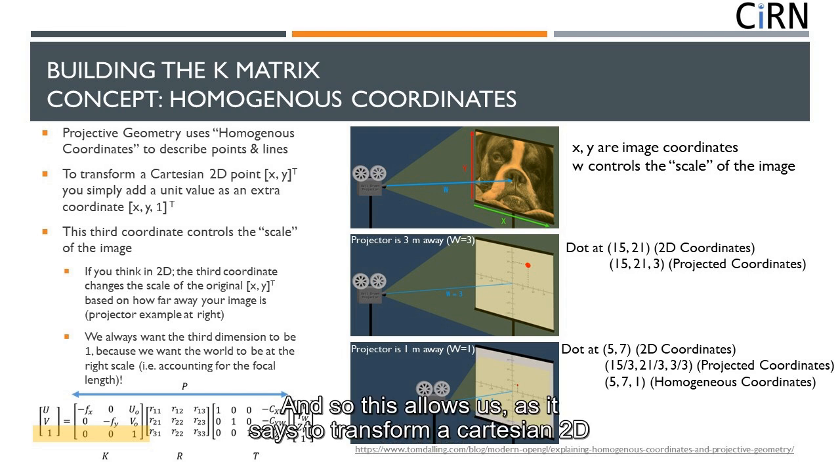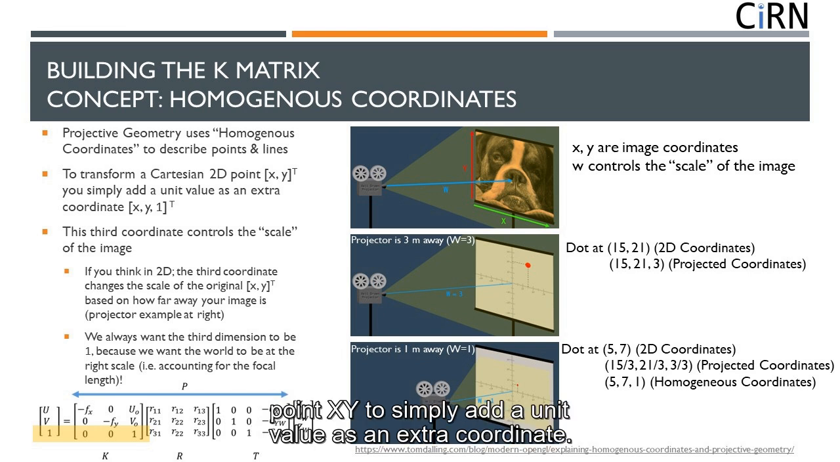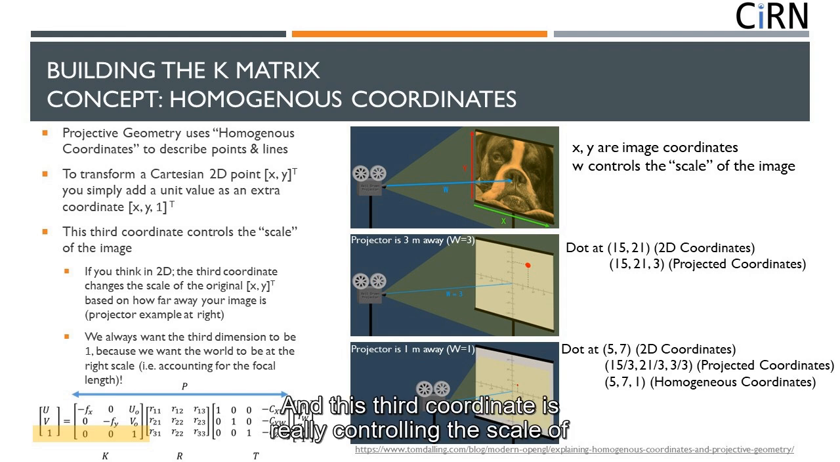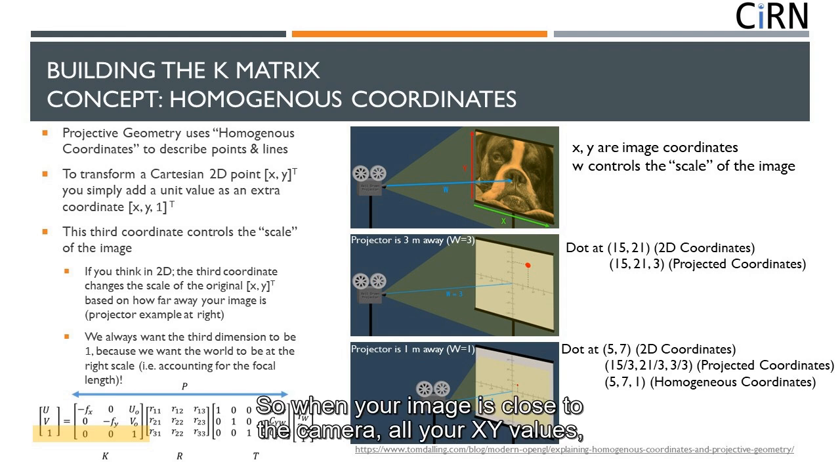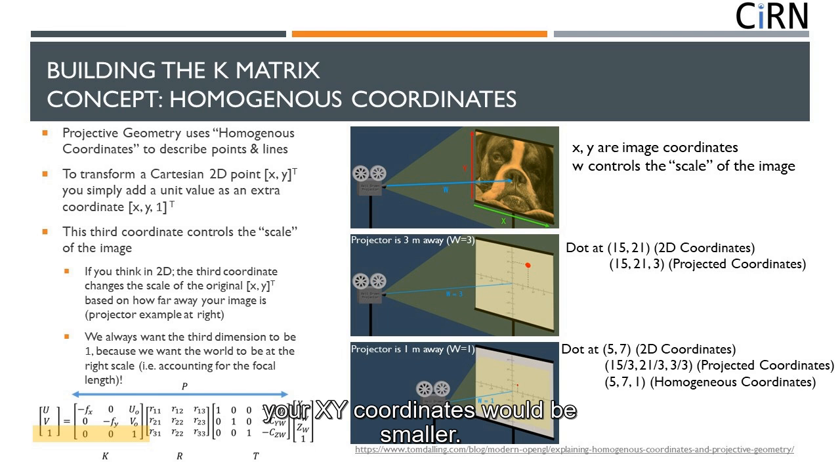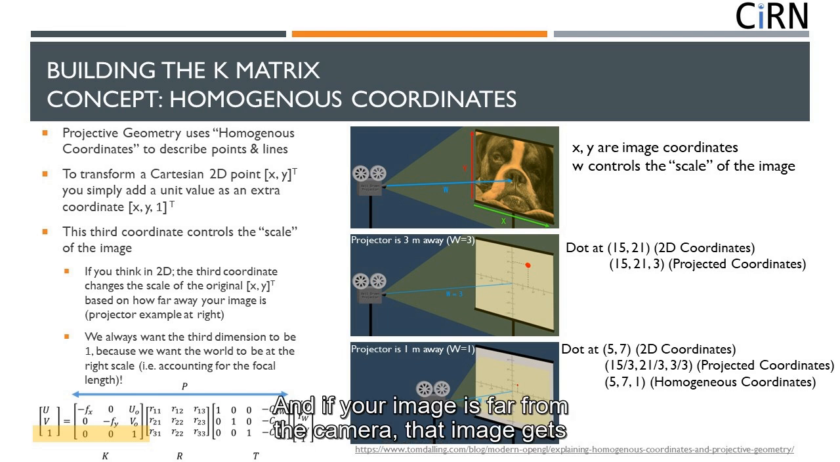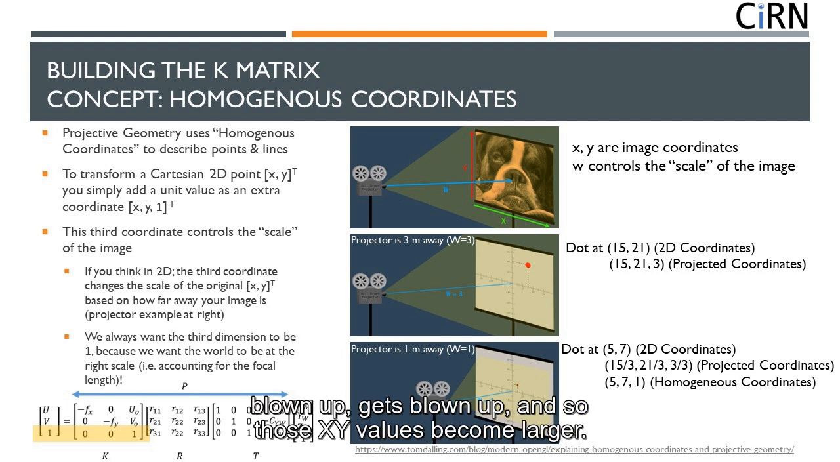And so this allows us, as it says, to transform a Cartesian 2D point XY by simply adding a unit value as an extra coordinate. This third coordinate is really controlling the scale of your image. When your image is close to the camera, all your XY coordinates would be smaller. And if your image is far from the camera, that image gets blown up, and so those XY values become larger.